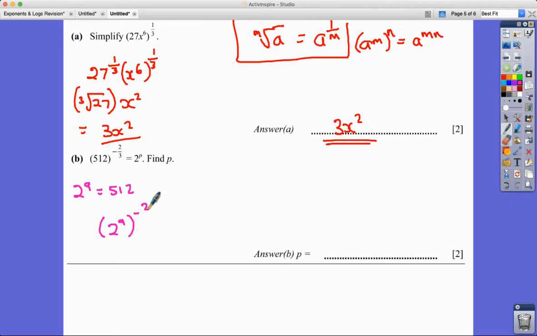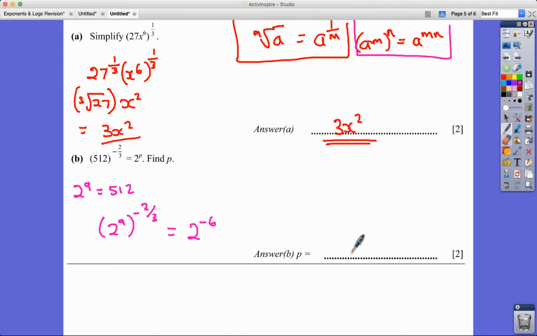It's still raised to the power of minus 2/3. And it's just this rule again, isn't it? If I multiply 9 by minus 2/3, then I am going to get an answer of negative 6. Okay, so that is 2 to the power of negative 6.